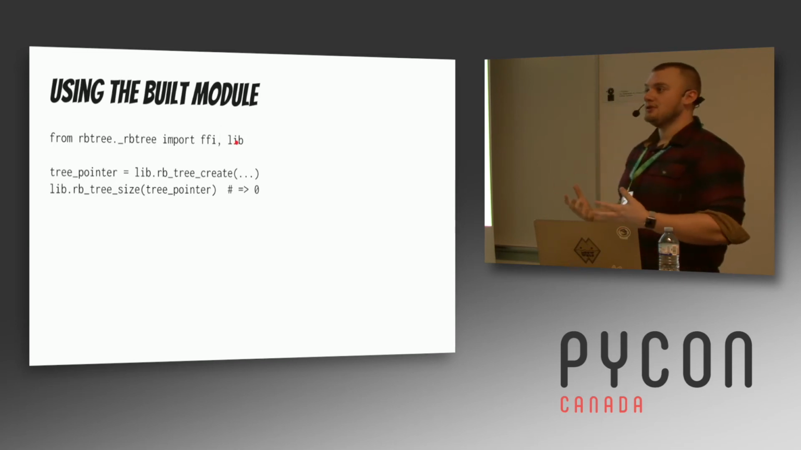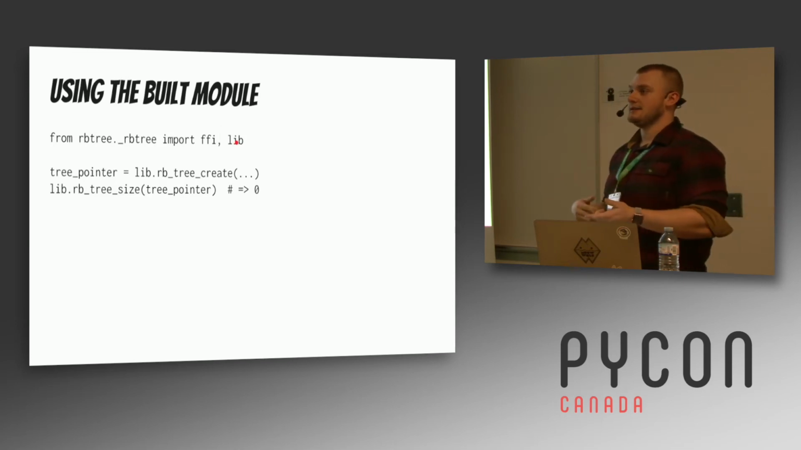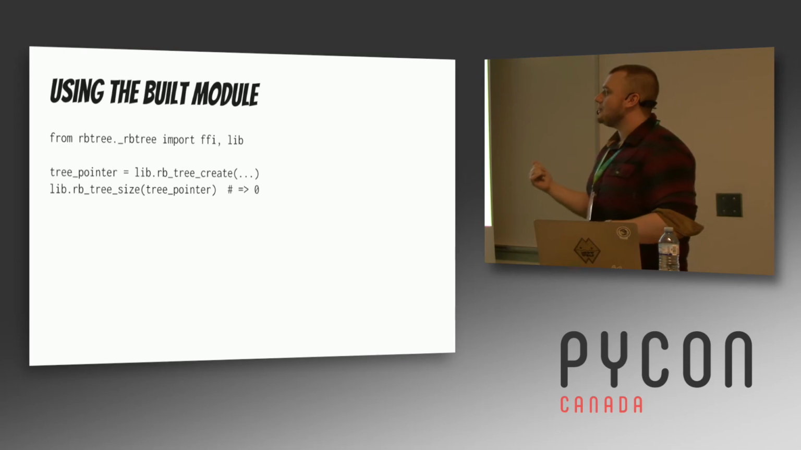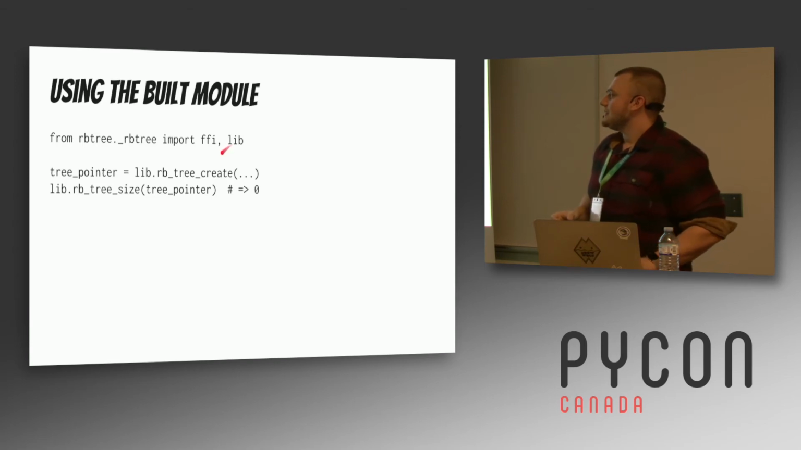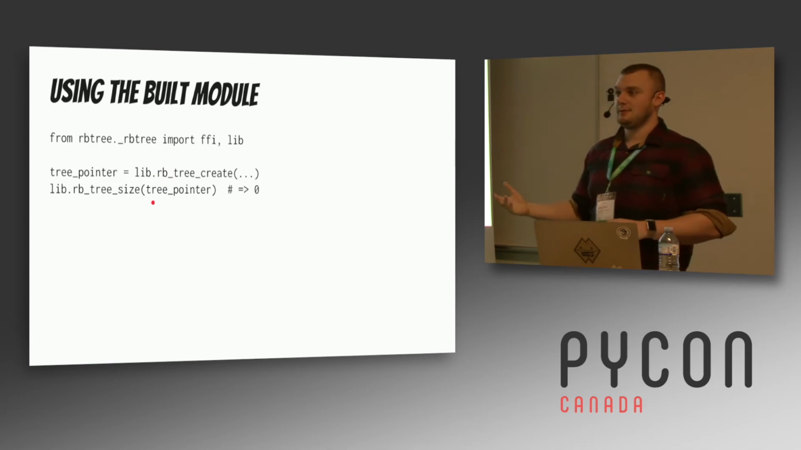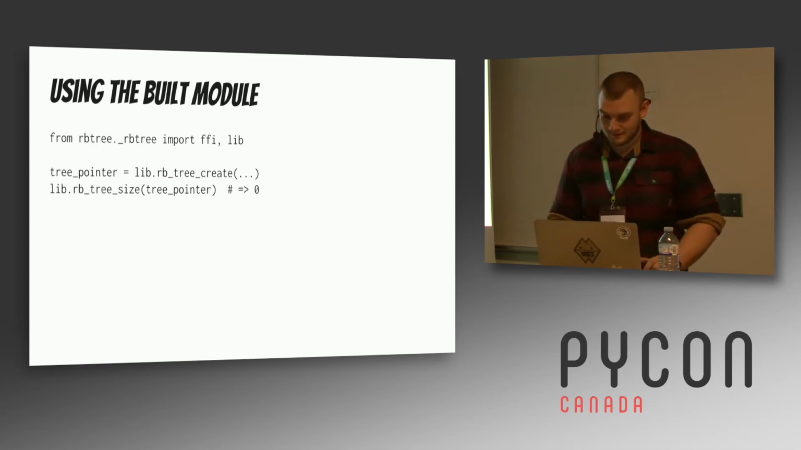FFI is sort of general functions for doing things with pointers and arrays and converting between types. Nothing really specific to a library. The lib object is what's going to actually have all the exported C functions on it. So you can see here we can call lib.rbtreecreate, lib.rbtreesize. Those were things that I said in my header in the build file I wanted to be exported to Python, and now they're available.